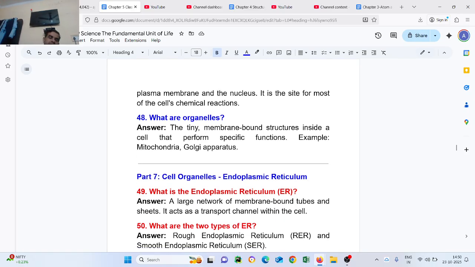Question number 49. What is the endoplasmic reticulum? A large network of membrane bound tubes and sheets. It acts as a transport channel within the cell.